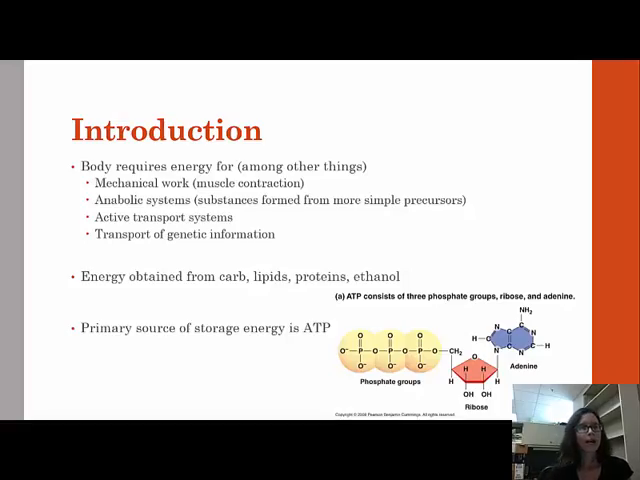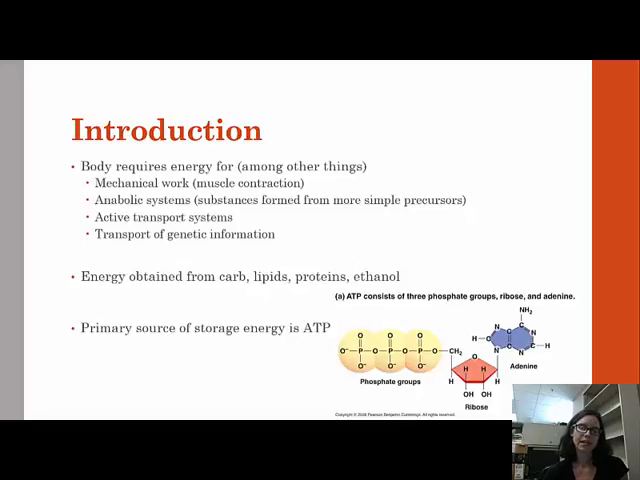Okay, so our body requires energy to do just about anything. We need it to run, we need it to think, we need it to write, we need it to build complex molecules from simple precursors, such as building immune cells. We need it for active transport that we talked about in our last lecture, transport of genetic information. Pretty much anything you can think of requires energy that we need from fuel.